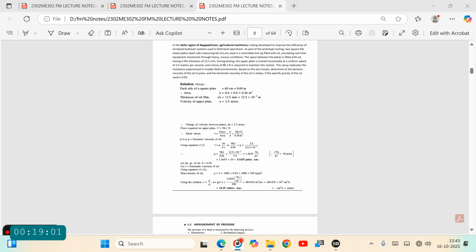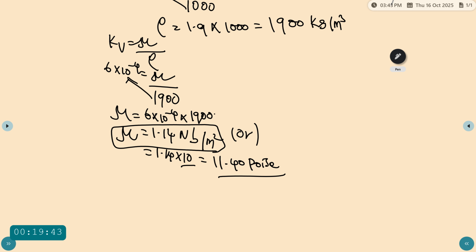In the last problem we determined the value in poise, because in some questions they will ask you to determine the value in poise. And determine the kinematic viscosity of oil in Stokes, if the specific gravity of oil is 0.95. Okay. In this question, both the dynamic viscosity and kinematic viscosity are not given. You have to apply Newton's law of viscosity to determine the dynamic viscosity, and then use the relation between the kinematic viscosity and dynamic viscosity. So now we can solve this problem.